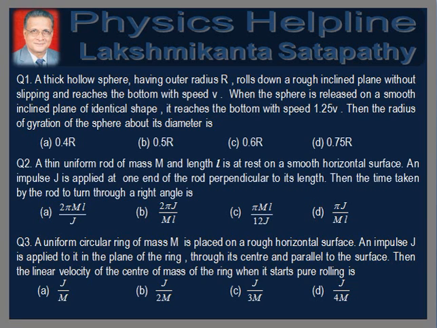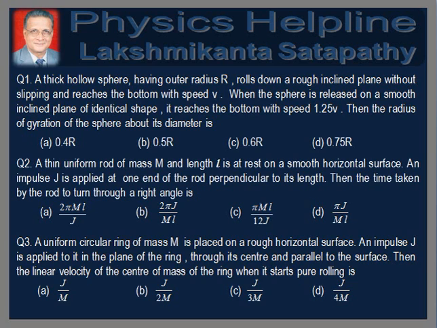Question 2. A thin uniform rod of mass m and length l is at rest on a smooth horizontal surface. An impulse J is applied at one end of the rod perpendicular to its length. Then the time taken by the rod to turn through a right angle is. The options are 2 pi ml divided by J, 2 pi J divided by ml, pi ml divided by 12J and pi J divided by ml.